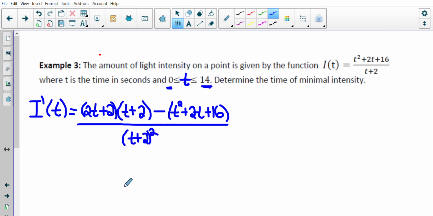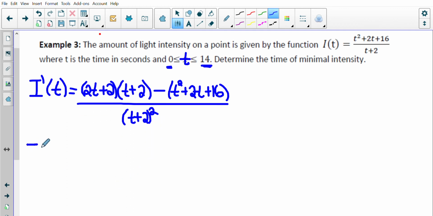All right, so I'm going to simplify this a little bit. All right, so I've got our derivative.